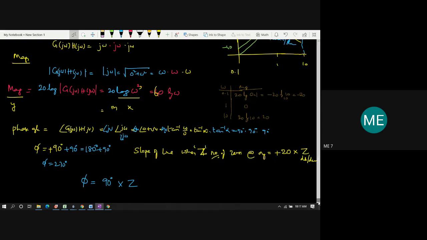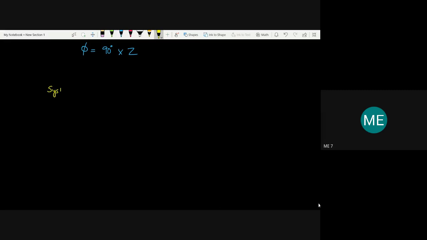So in general, for all the things which I have done till now, first one is system gain K. Looking at the contribution of slope to the magnitude plot and the phase angle, the system gain K has only a magnitude of 20 log K. That is, the contribution of slope to the magnitude plot is 0. Slope is 0 dB per decade.